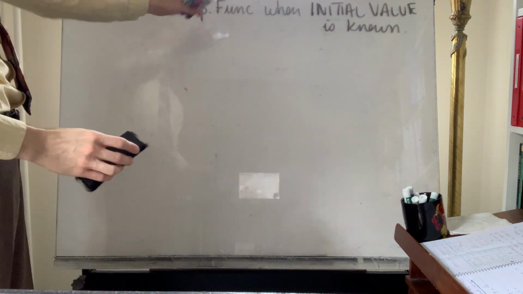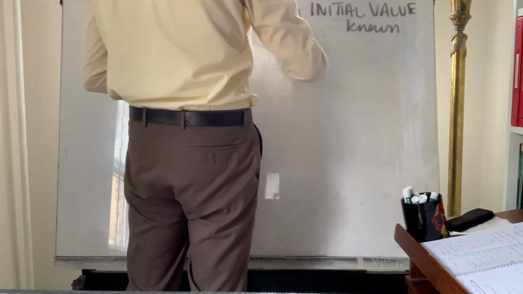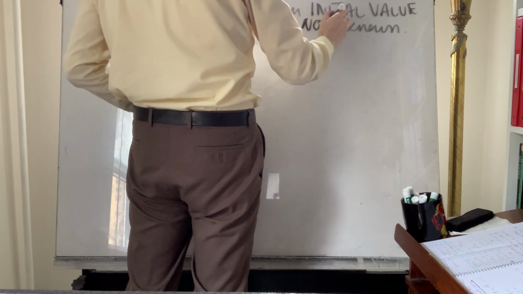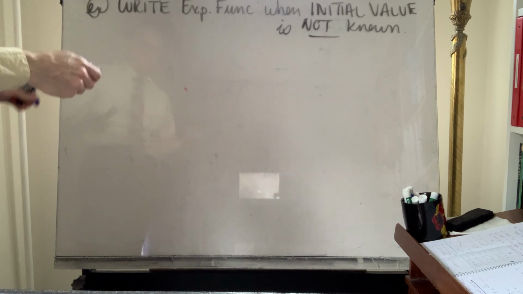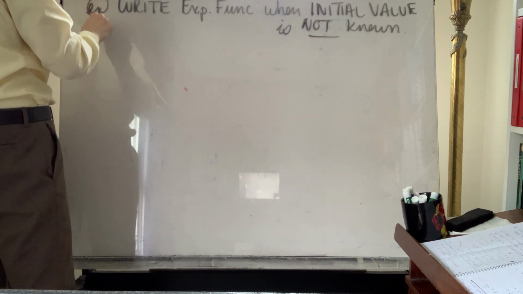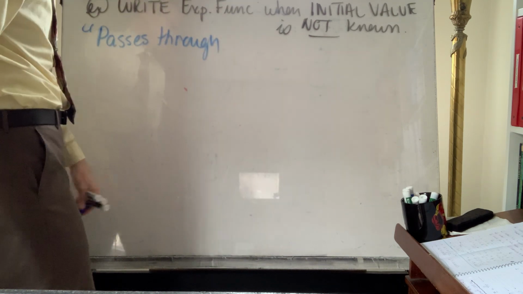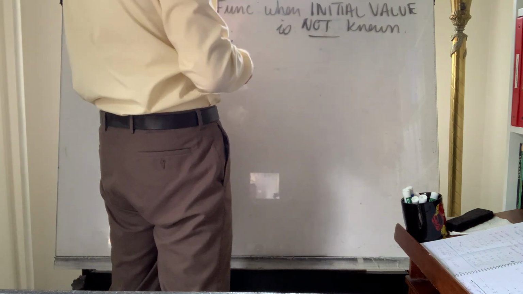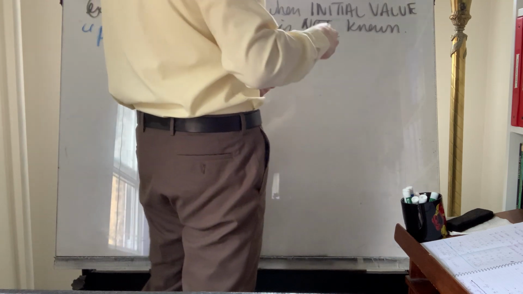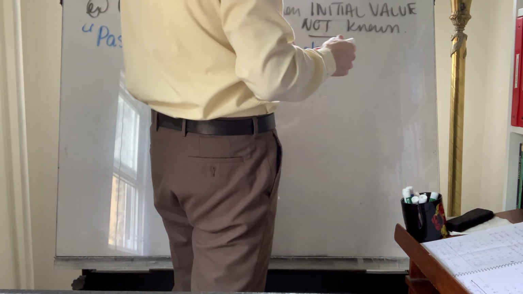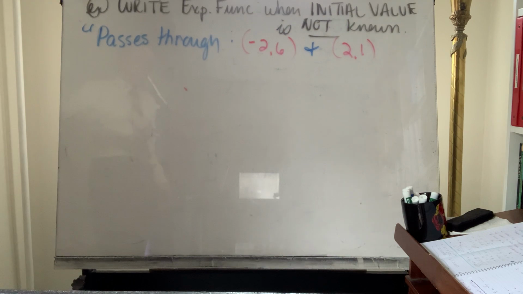Let's do a problem where you're writing an exponential function when the initial value is not known. Let's say that you're asked to write a function, something that passes through 2 points on the graph: (-2, 6) and (2, 1). Basically, there's a process to this.